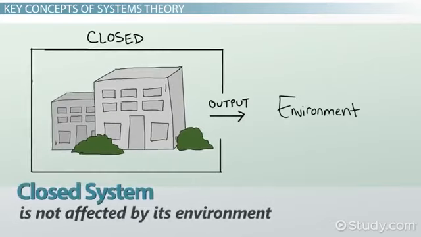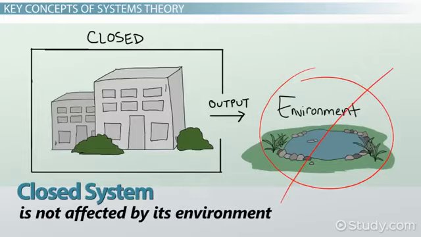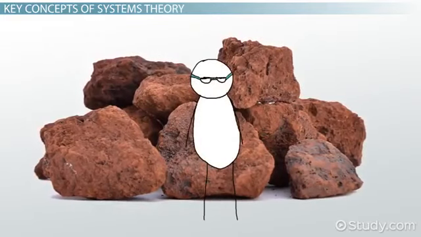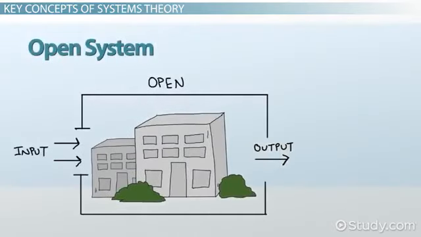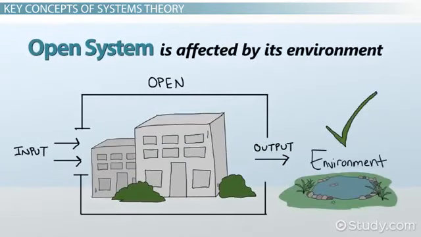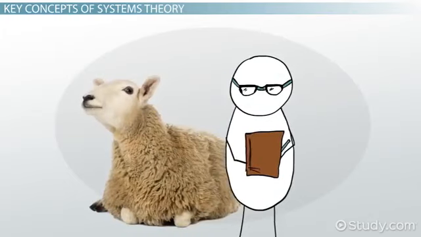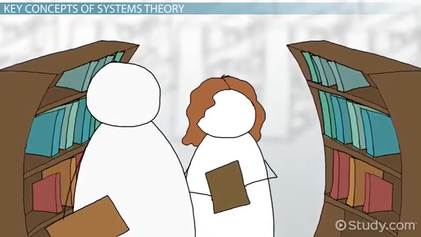A closed system is not affected by its environment. For example, a chunk of iron ore is not substantially affected by its environment. An open system is a system that is affected by its environment. A simple example is a living organism such as an animal. Most theorists treat an organization as an open system.